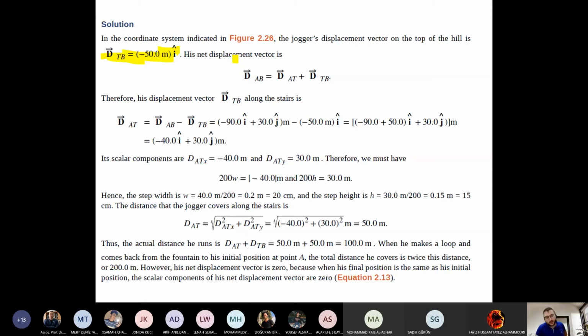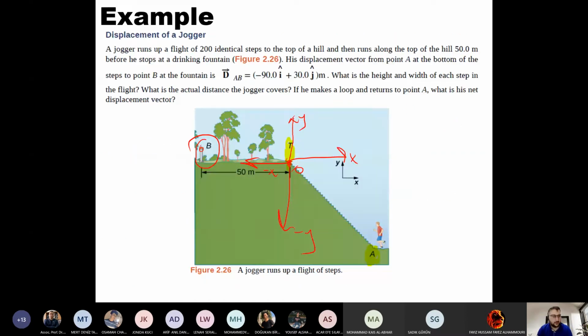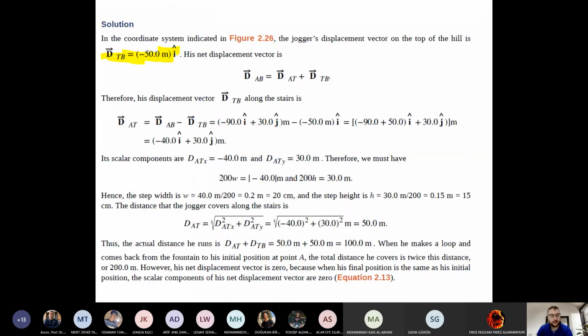So therefore, his displacement vector, not net, only for the stairs, is equal to, how can you find it? You can send to the other side. So that displacement for the stairs is equal to displacement AB, the net one, minus stairs. They give you in the question. AB is given to you: minus 90 I hat plus 30 J hat.